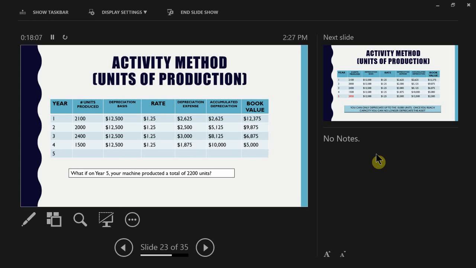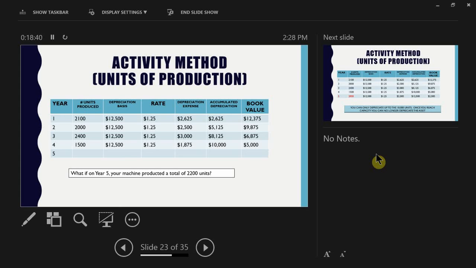So what is the cumulative depreciation for that year? It's going to be the previous year's accumulated depreciation plus your current year's depreciation expense. So if I take 10,000 and I add 2,750, what do I get? 12,750. Yes, 12,750 is correct.